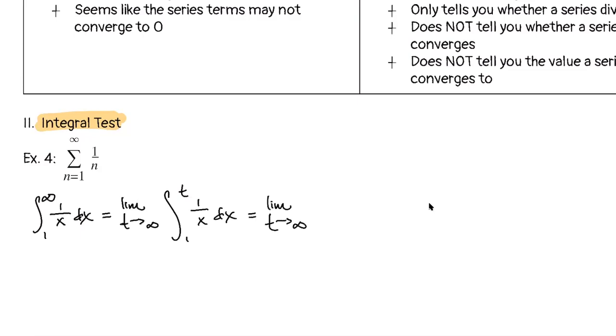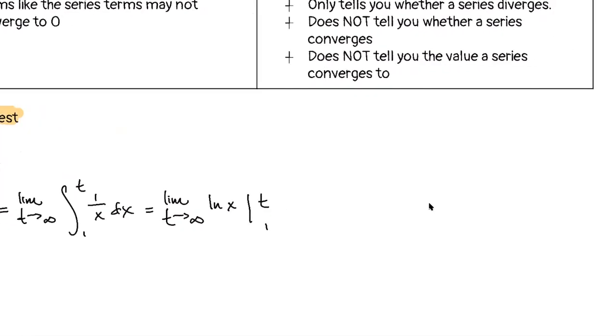The integral of 1 over x is none other than natural log of x. And I'm going to plug in t, and I'm going to plug in 1. So let's see what we get. We get the natural log of infinity minus the natural log of 1. Now let's go over some of these important values again. Natural log of 1 is equivalent to what? 0. Yeah, this goes to 0. It doesn't go to 1. It doesn't go to infinity. It doesn't go to negative infinity. It goes to 0, okay?